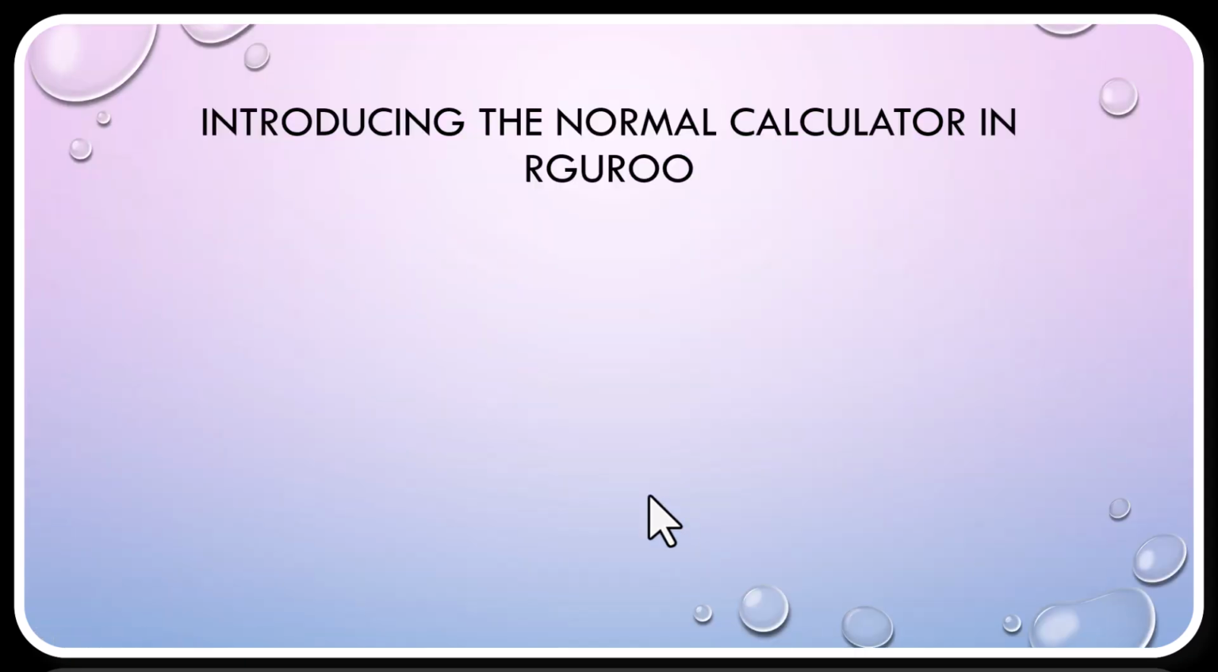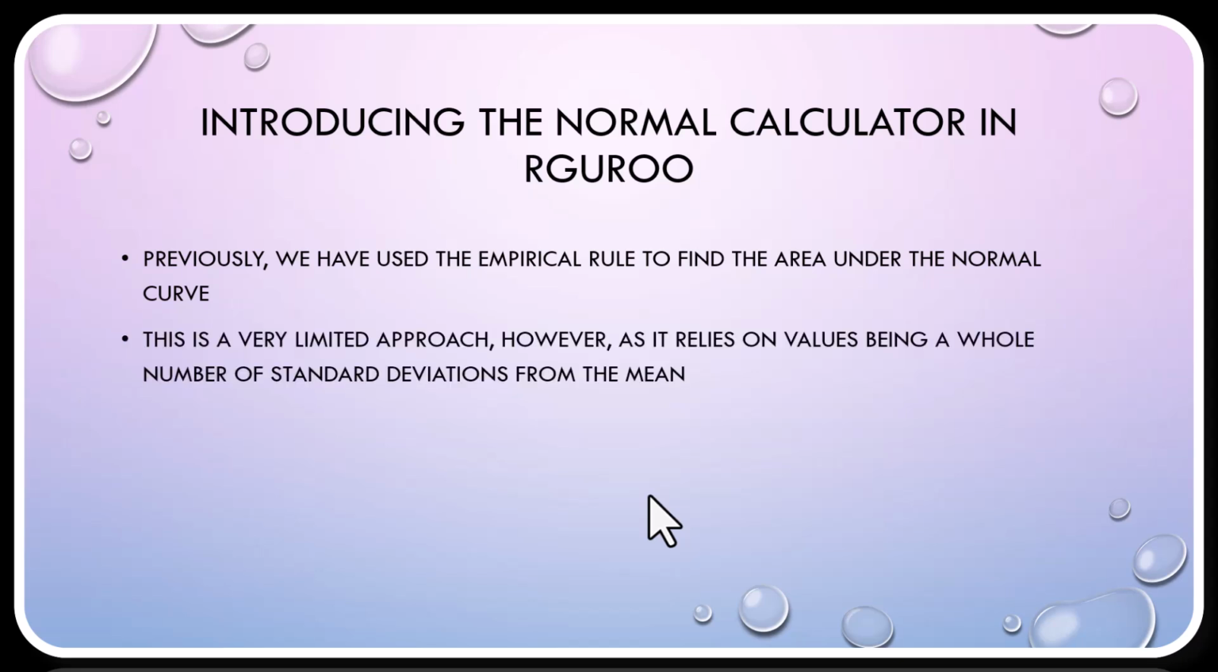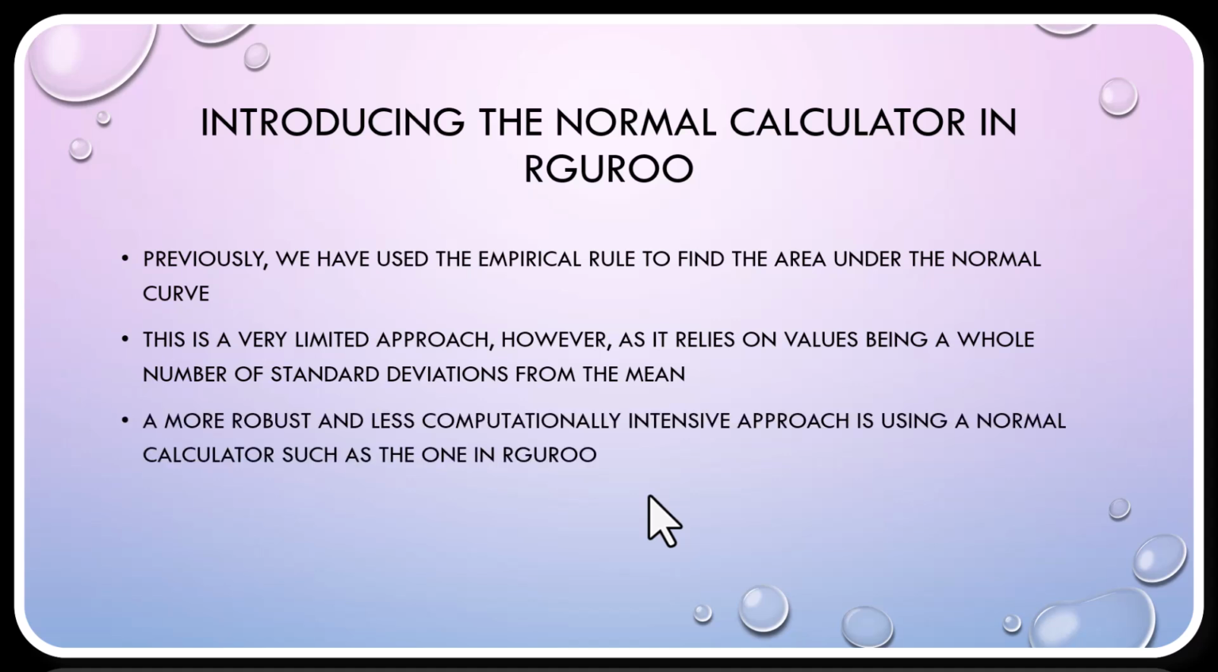Introducing the normal calculator in RGuroo. Previously, we have used the empirical rule to find the area under the normal curve. This is a very limited approach, however, as it relies on values being a whole number of standard deviations from the mean. A more robust and less computationally intensive approach is to use a normal calculator such as the one in RGuroo. Let's open RGuroo and learn how to use the normal calculator.